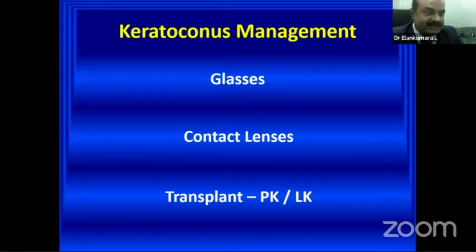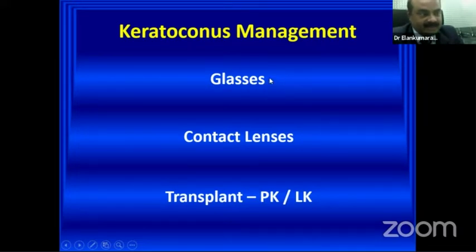Anything to do with vision, we always start with glasses. Yes, early keratoconus can be corrected with glasses. If there is more surface asymmetry, then we go to contact lenses. And if that was not fitting properly, or if the vision was not good, then we used to think about transplant those days. However, there are certain things which we have developed of late.